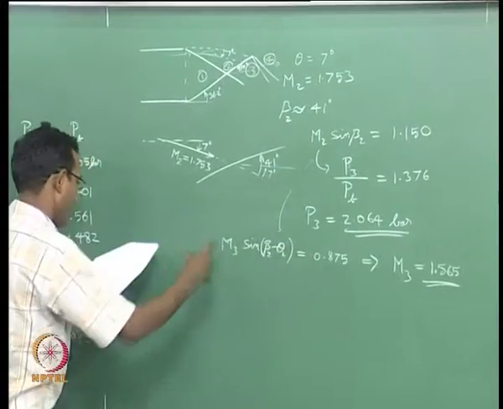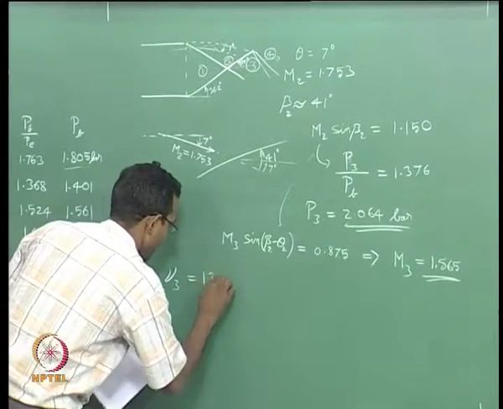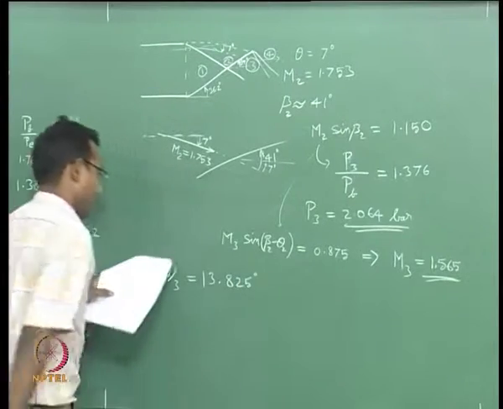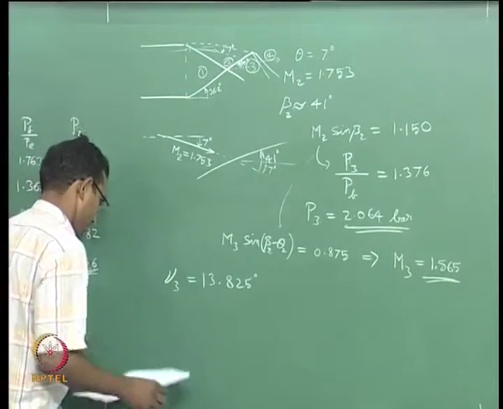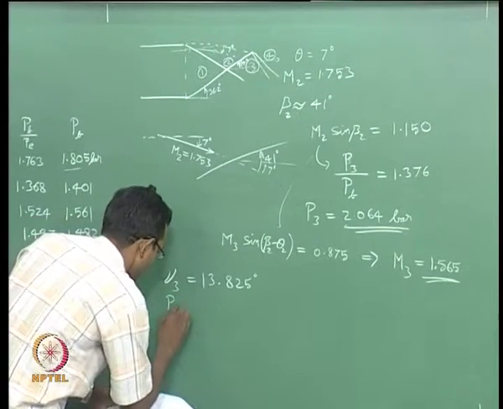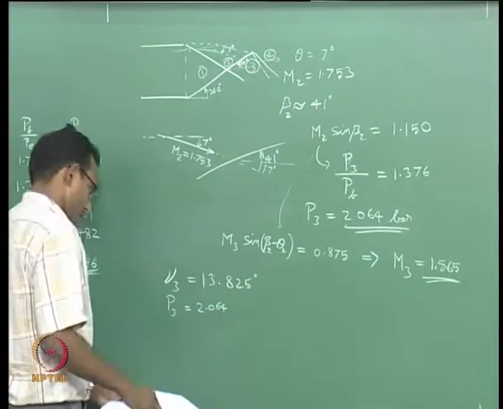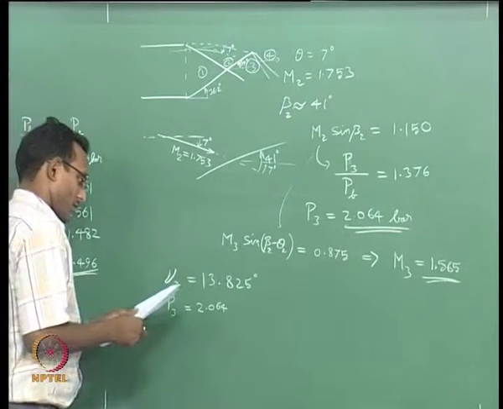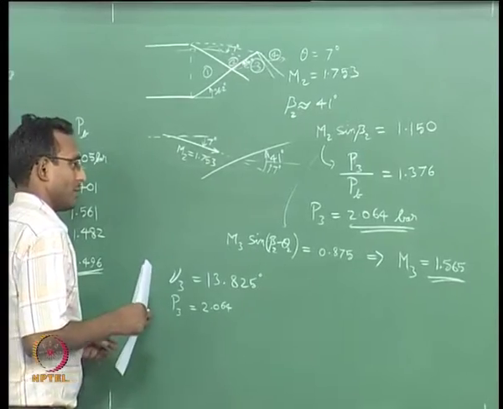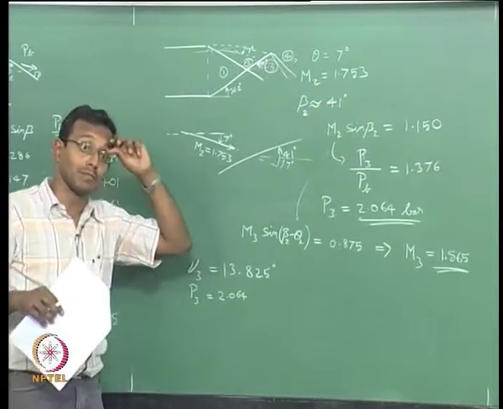I have my M3 to be 1.565, which gives me my Prandtl-Meyer angle, nu 3, 13.825 degrees. I am going to look at pressure at 3, 2.064, and I want to find the final Mach number such that the pressure will be equal there. How will I find the Mach number from knowing the pressure?